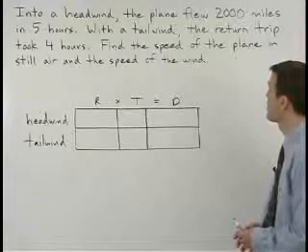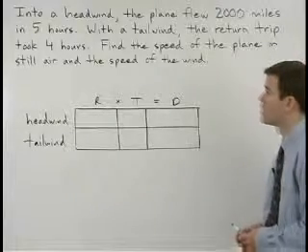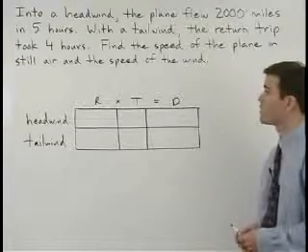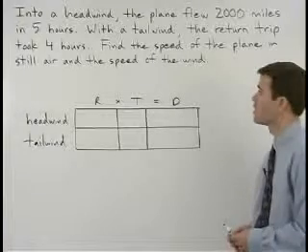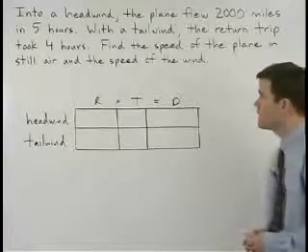Into a headwind, the plane flew 2,000 miles in 5 hours. With a tailwind, the return trip took 4 hours. Find the speed of the plane in still air and the speed of the wind.